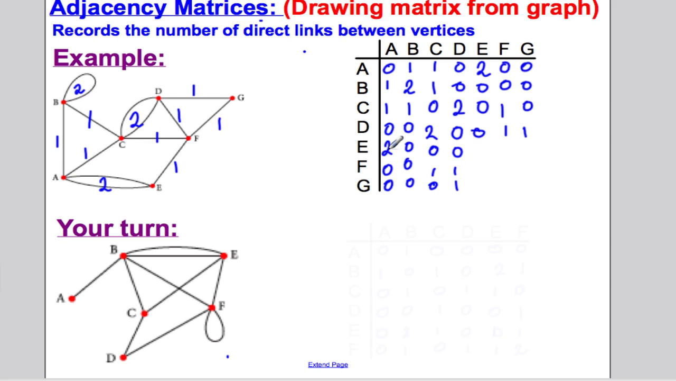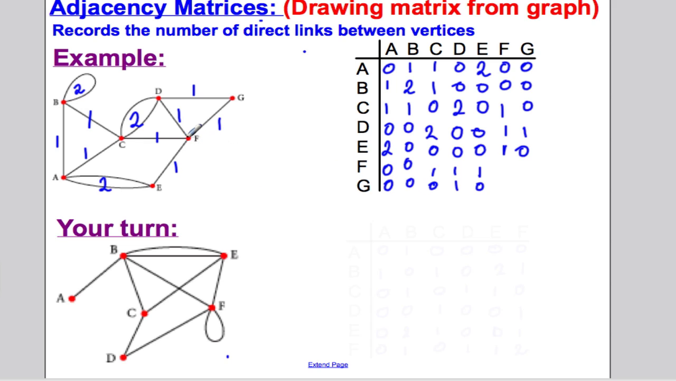So it's 2 connected to A and it's 1 connected to F. It's not connected to anything else, so it would be 0, 0 here, and it would follow the same pattern down here, and we would have a 1 here and a 0. And F, well, we've mostly filled out F.